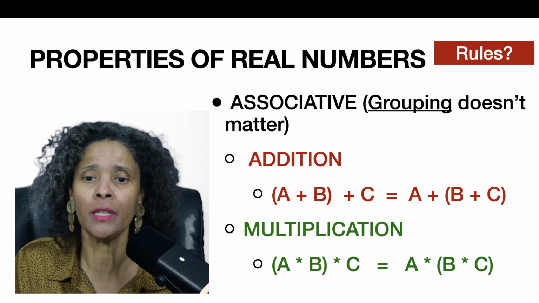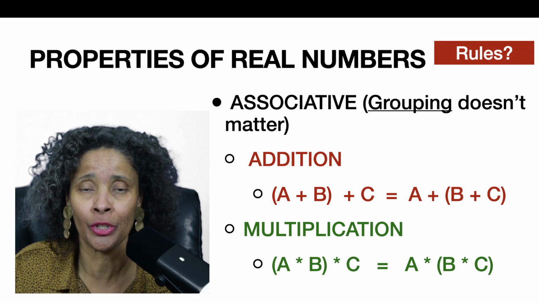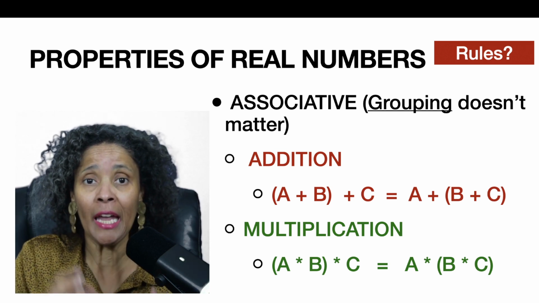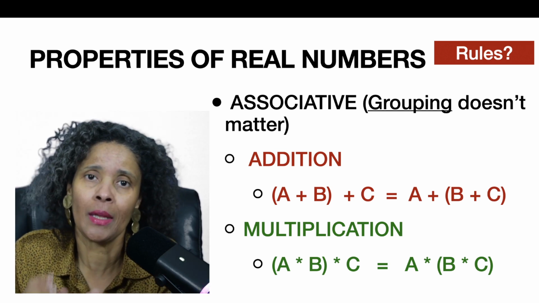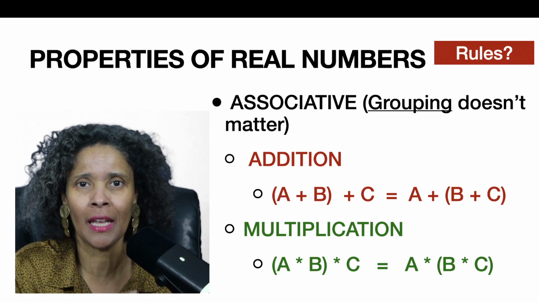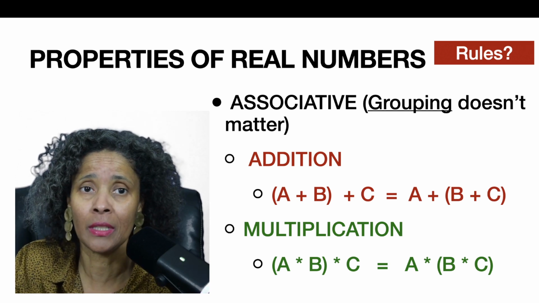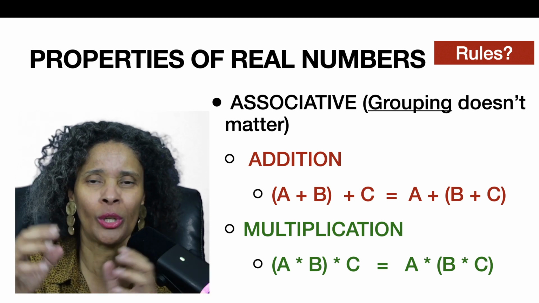Well, the rule is that when it comes to addition and multiplication, it doesn't matter how you group these things, you're going to get the same result. So if I have A plus B plus C, it's going to be the same thing as A plus B plus C, even if I group them differently. So if I have one set of friends in A and a set of friends in B and I group them together, then I have another set of friends over here in C, I'm going to have the same amount of friends totally, no matter how I group them.